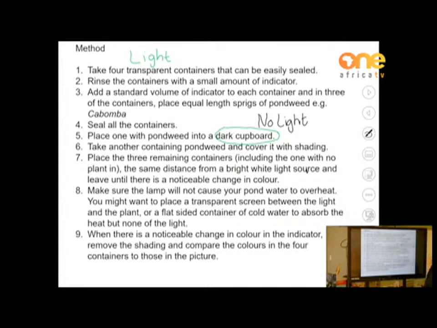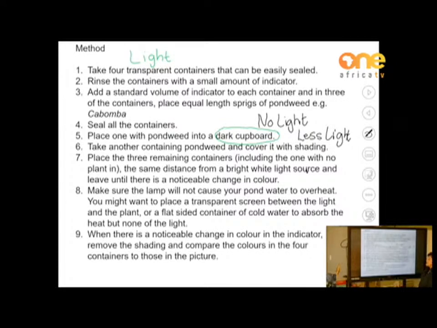Take another containing pondweed and cover it with shading. The shading means less light than in full sunlight. Place the three remaining containers, including the one with no plant in, the same distance from a bright white light source, and leave it until there is a noticeable change in color.